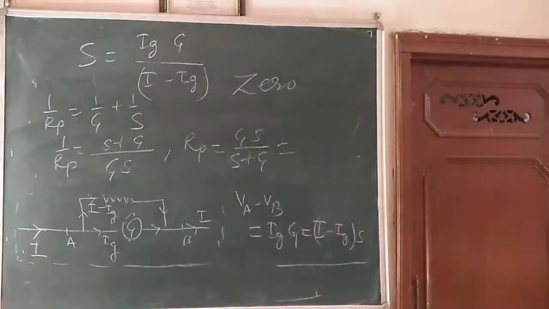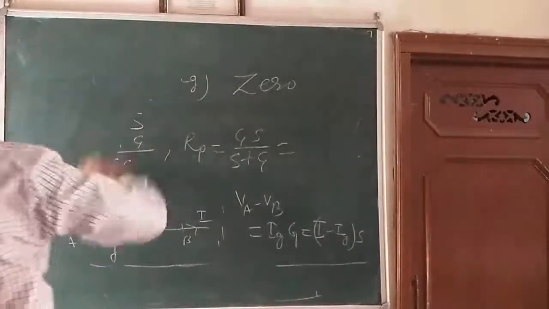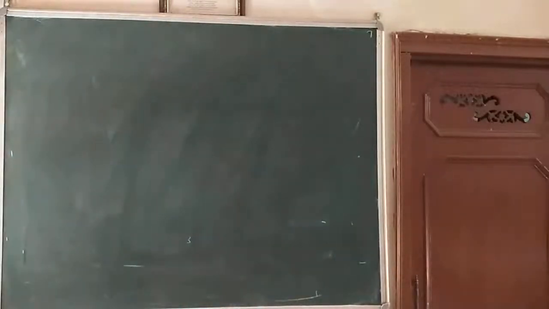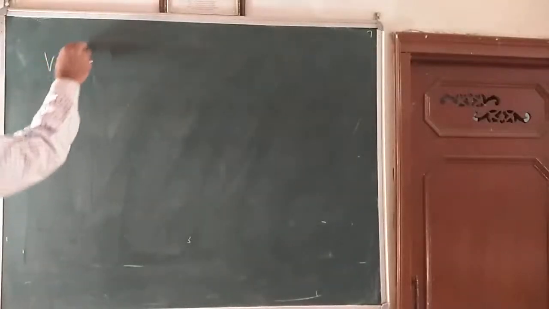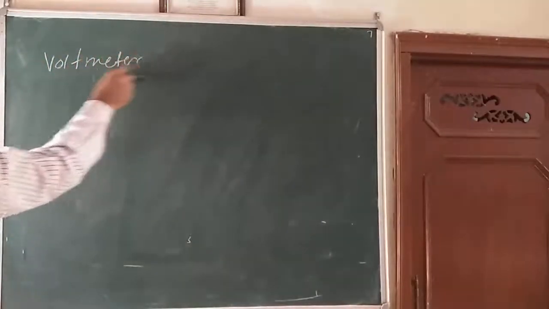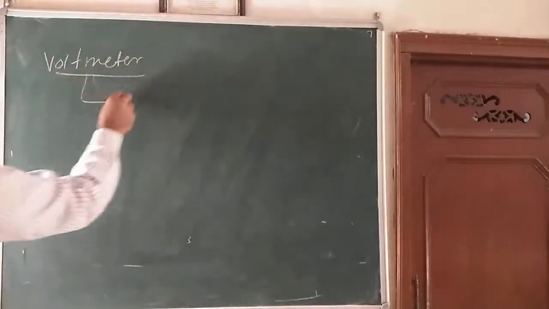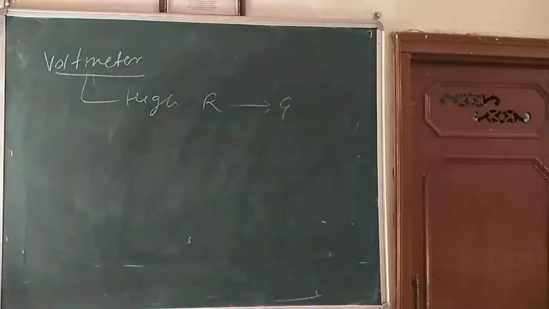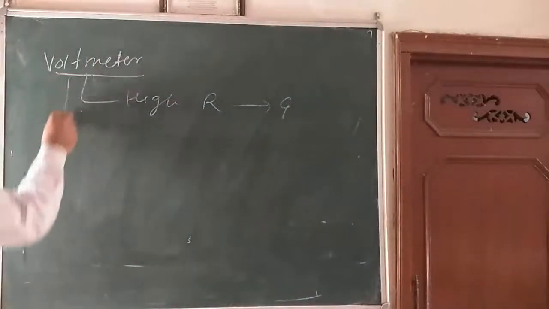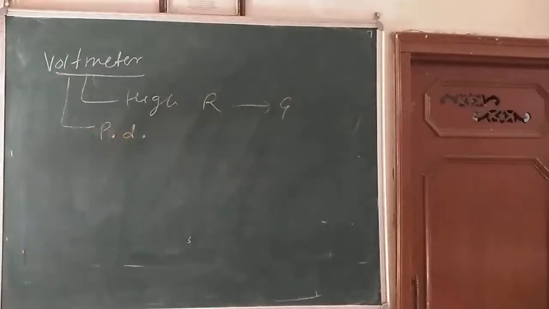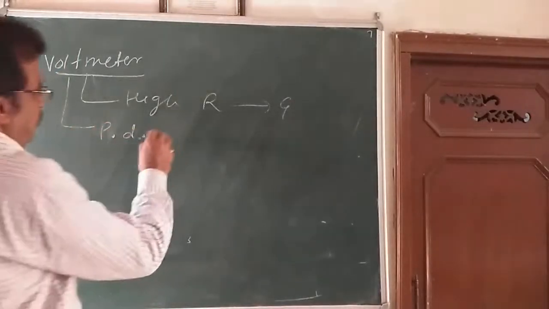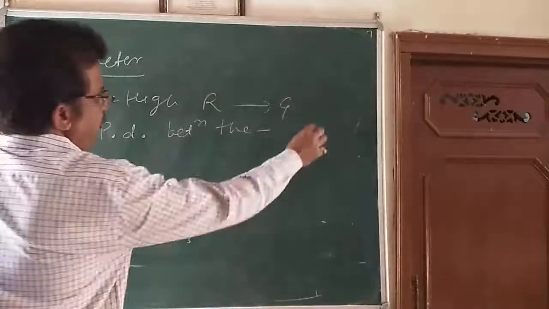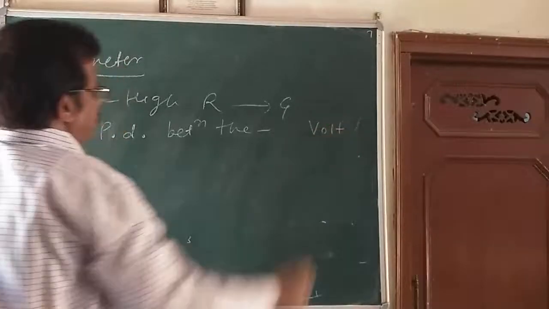Now I want to see how to convert a galvanometer into a voltmeter. So dear children, we are going to see a voltmeter. It is a high resistance galvanometer. It is used to measure the potential difference between two points in a circuit, and we measure potential difference in volts.